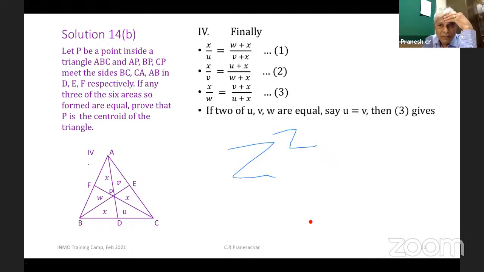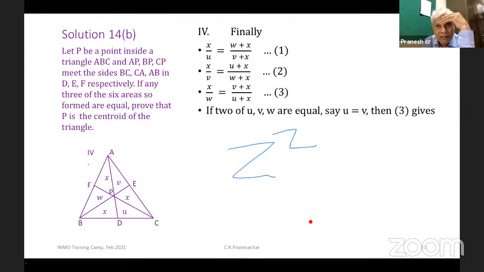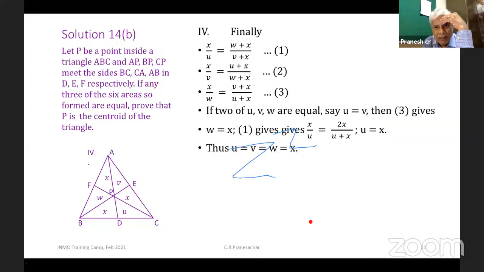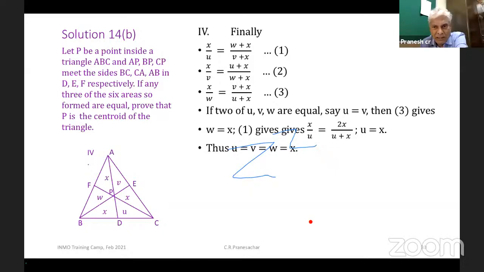But I have a slightly different method. Suppose two of UVW are equal. Say U equals V. Without loss of generality, you can assume that U equals V. Then see what happens. Then 3 gives W equal to X. Then 1 gives X by U equals 2X by U plus X, because W equals X. So this itself will give you U equal to X, and therefore you have U equal to V equal to W equal to X. So if any two of these are equal, then immediately it follows that U equals V equals W equals X. What is the opposite situation?